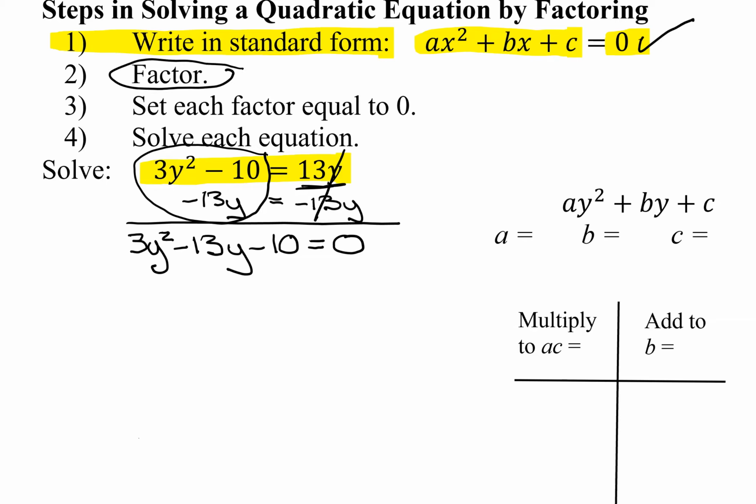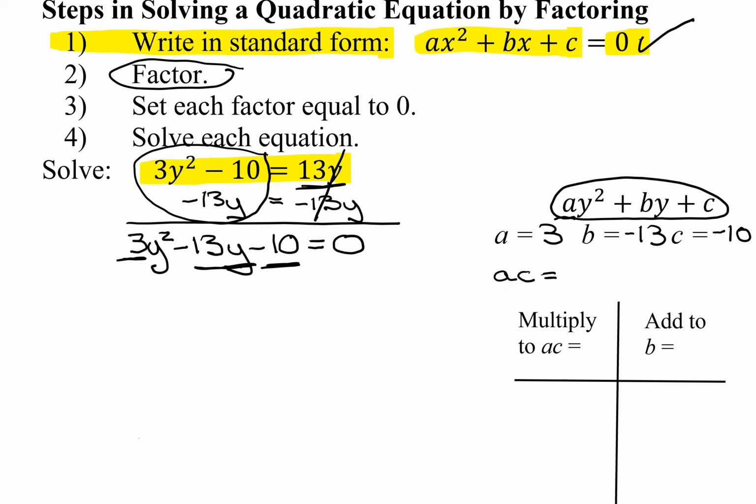Now what does step 2 say? Step 2 says factor. So I'm going to factor it using the AC method, comparing it to this equation here. A is the coefficient of the y squared, so A is 3. B is the coefficient of the y term, that's negative 13. And C is the constant, negative 10. I need to figure out what AC is. It is 3 times negative 10, which is negative 30. So I'm looking for 2 numbers that multiply to negative 30 and add to B, where B is negative 13.